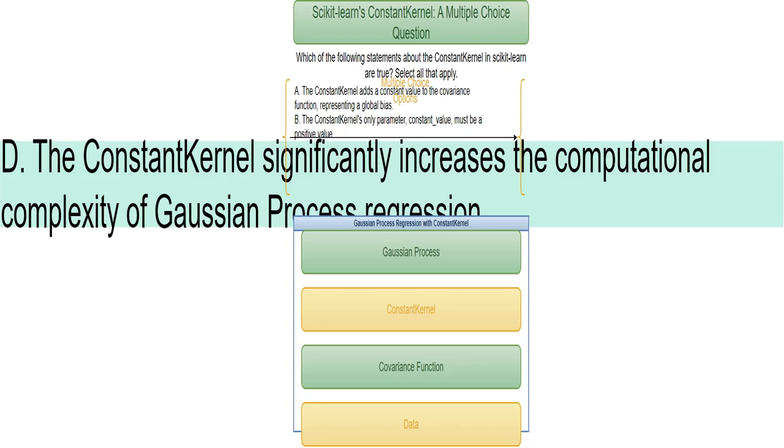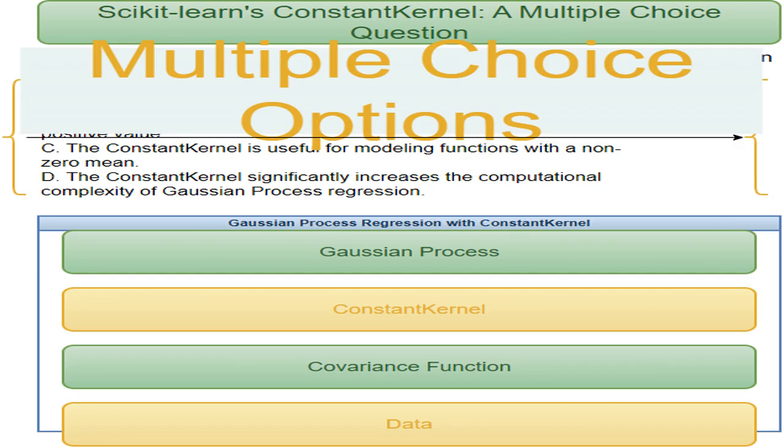While adding any kernel increases computation slightly, the constant kernel's impact is minimal compared to other, more complex kernels. The increase in computational cost is negligible. These are the multiple choice answers to the quiz question, requiring you to assess each statement individually.